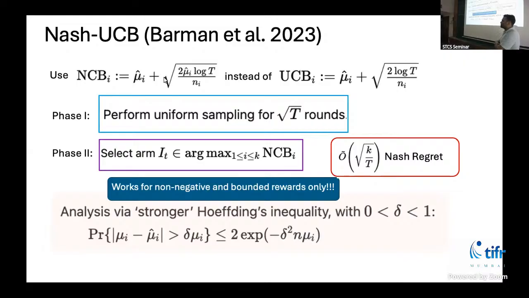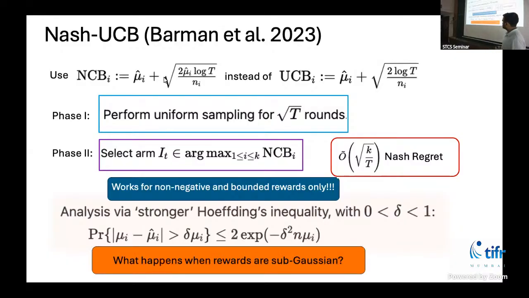But it doesn't hold for Gaussian rewards. So rewards are drawn from a Gaussian distribution with a positive mean, right? It doesn't hold for Gaussian rewards, which are typically and very much used in the stochastic bandit literature. Rewards are assumed to be Gaussian, right? It's a general class of rewards, but this inequality doesn't hold for that, and so the entire analysis fails.